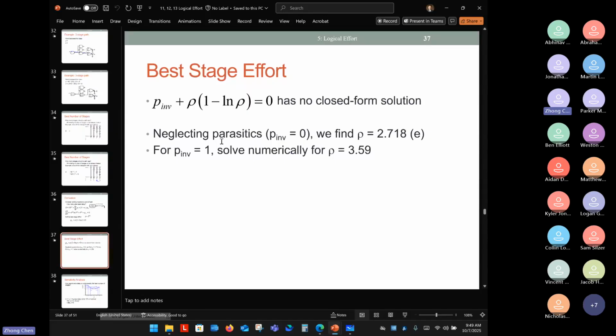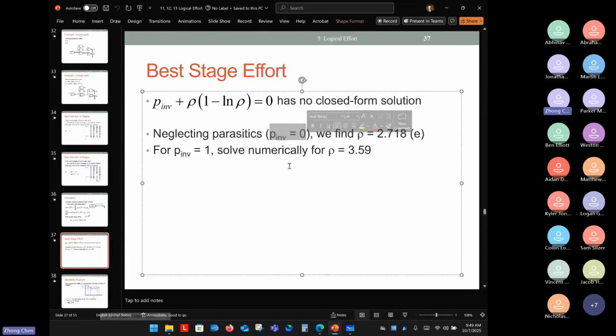So you do some iterations, assuming the parasitic P inverter equal to 0, and you should be able to find a best rho value. Rho value is actually the f value, the stage effort value. So in order to get the stage effort value, which is f, if f is equal to 1, we can solve rho equal to 3.59.